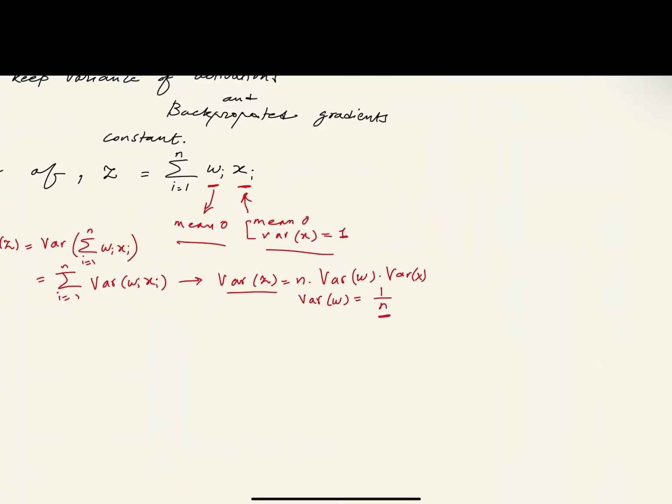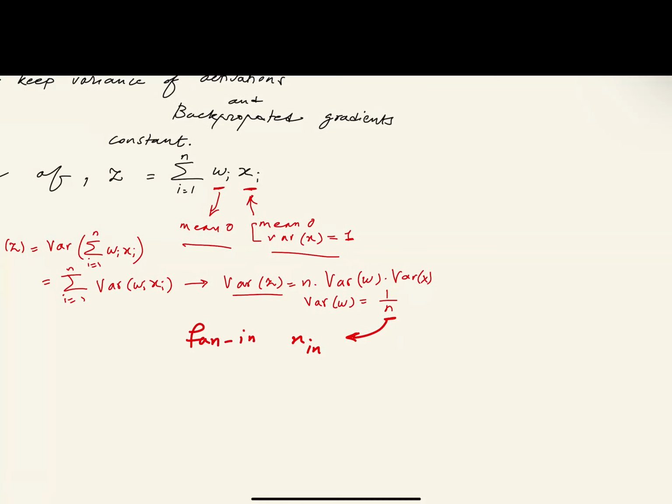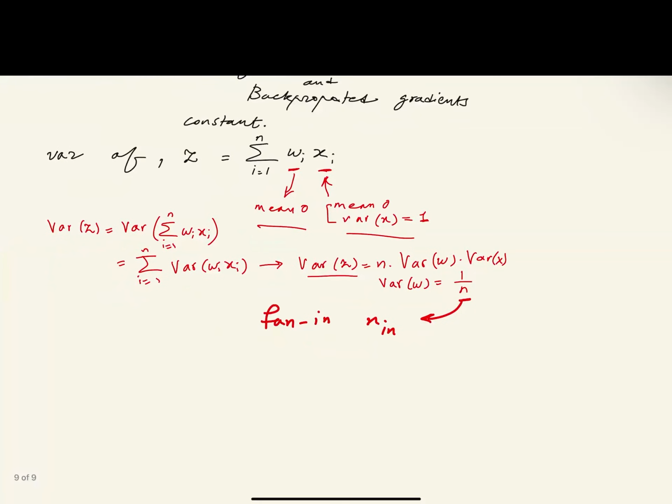So here in this forward pass, by n I mean the number of inputs to the neuron. Sometimes we call this n subscript in. Or in other words, in some circles, they call it the fan-in of the layer. So this logic, like I said, will ensure the forward pass is stable. But how about the backward pass?